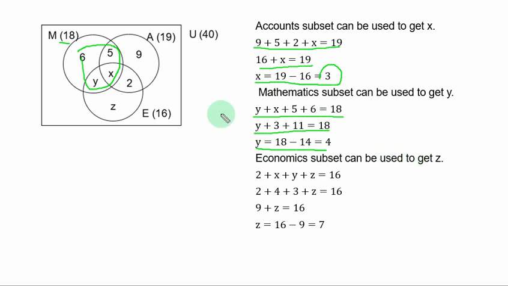To get Z, we use the economics subset. By adding everything, you equate it to 16. You replace S and Y with what they stand for in this form. You have this result, and Z is equal to 7.